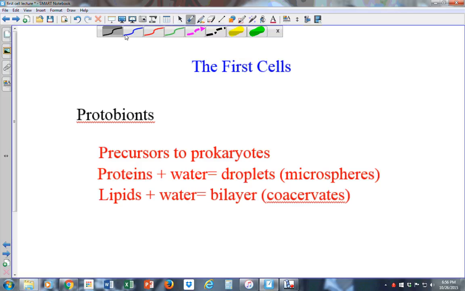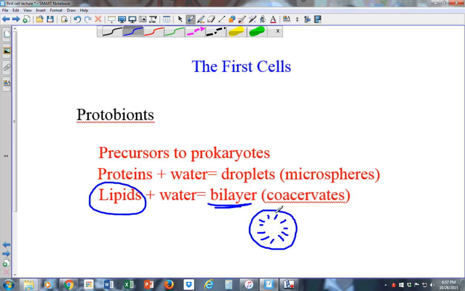So there are properties of different molecules that let them do that. Lipids, if you throw them into water, automatically make a bilayer. So if you had fats, they would automatically come together and make a very primitive cell like that, right? We call that primitive cell, sorry about this word, a coacervate.